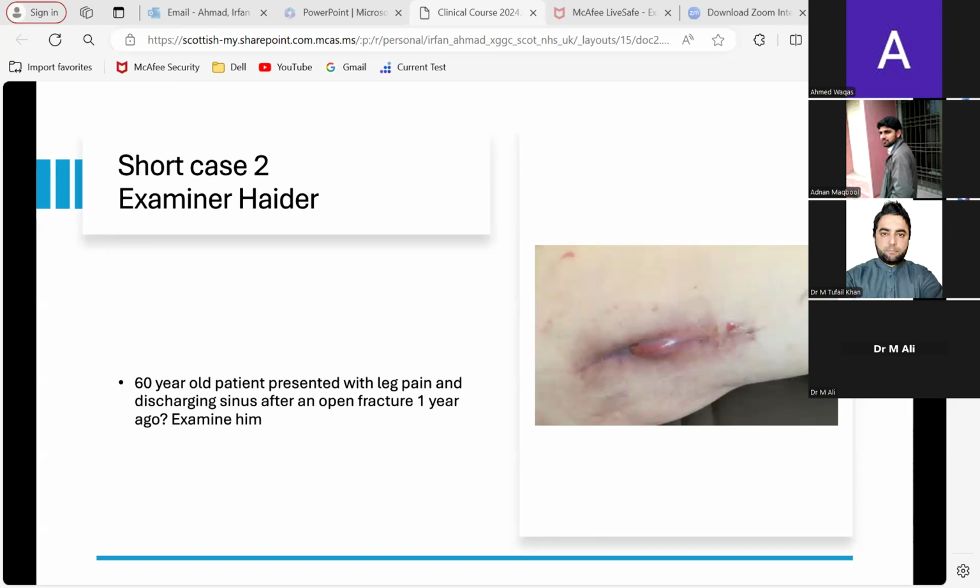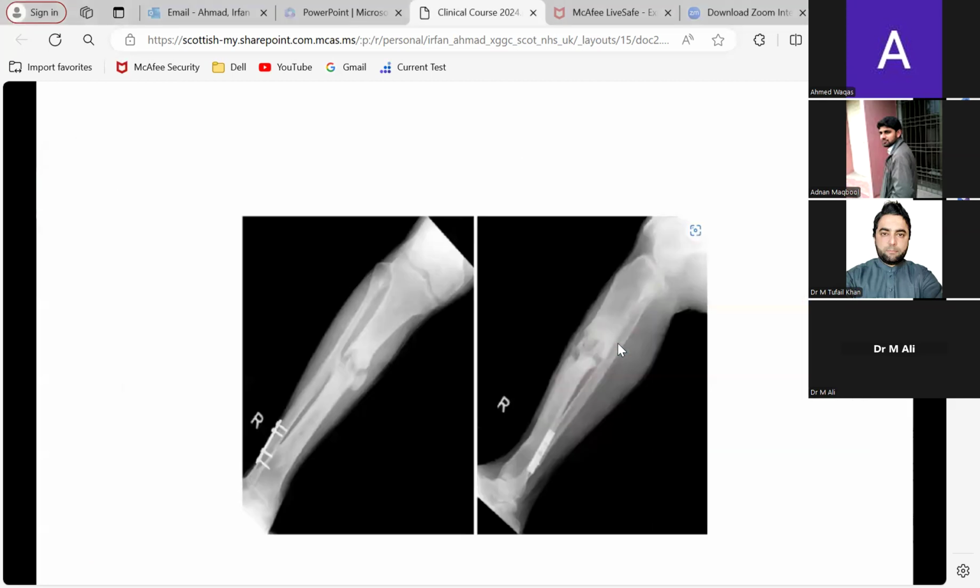Okay. Anything else in the examination you are interested in? Okay. So regarding the, what else? How will you manage this patient next? So I'd like to do the X-ray of the leg in the full length of the tibia and fibula in the AP and the lateral view, sir.